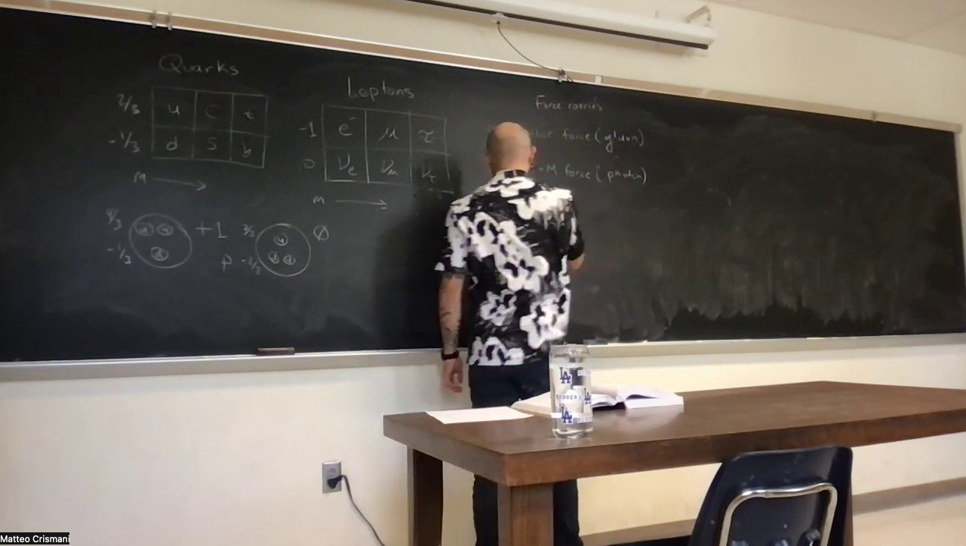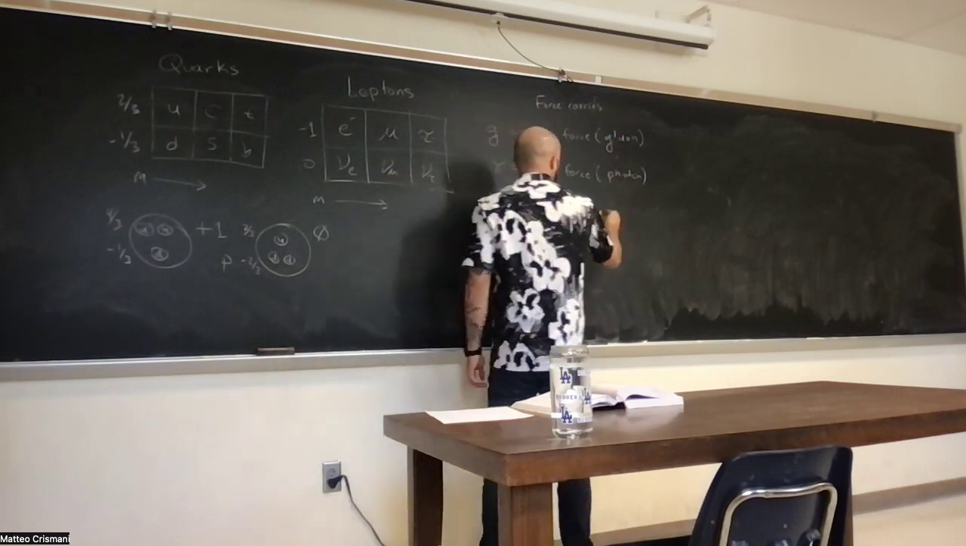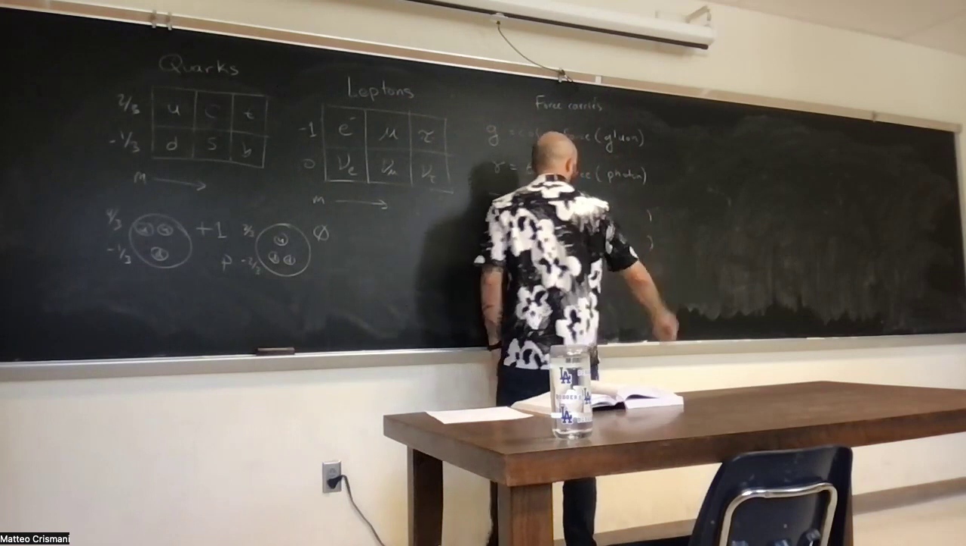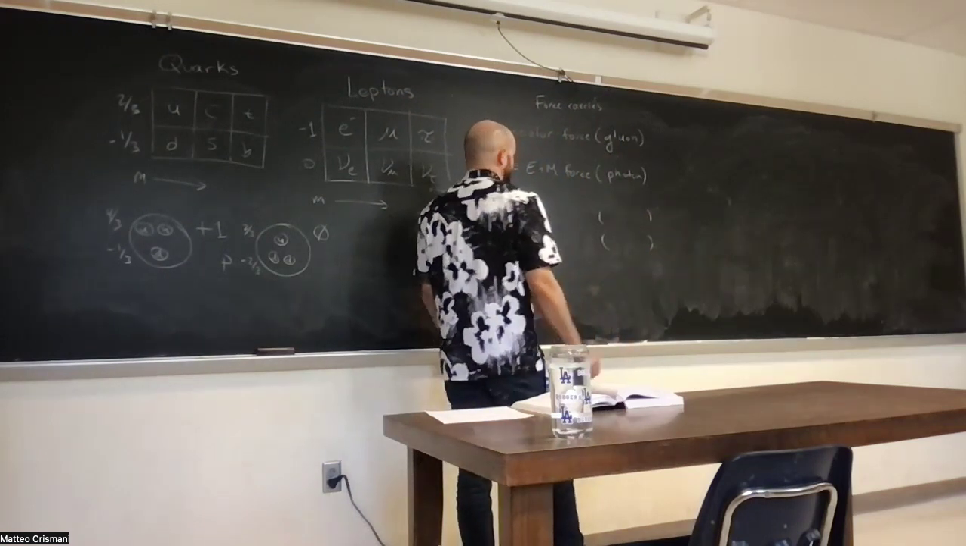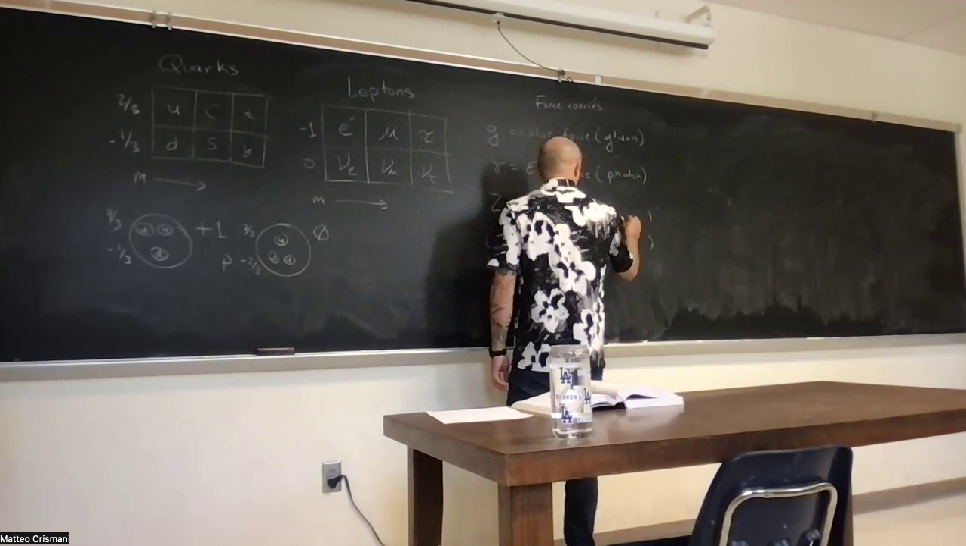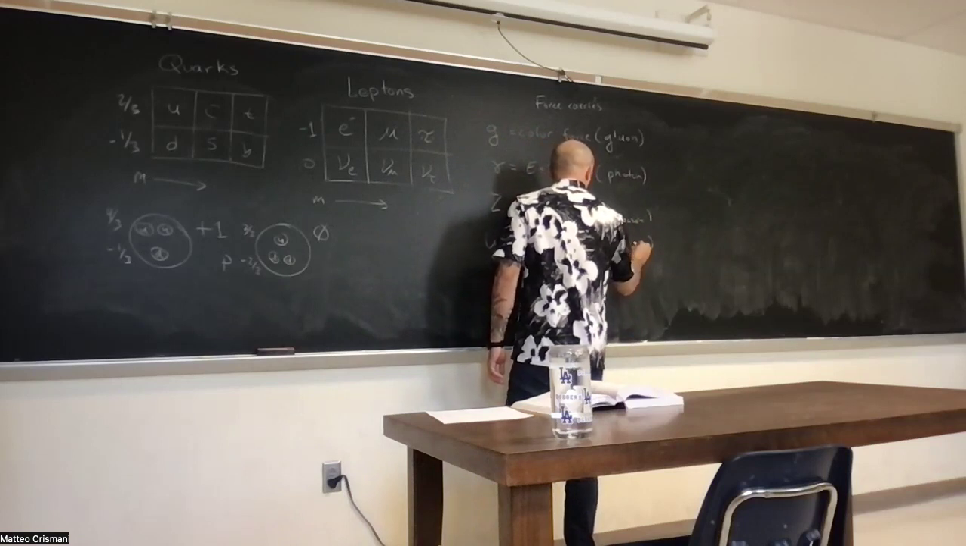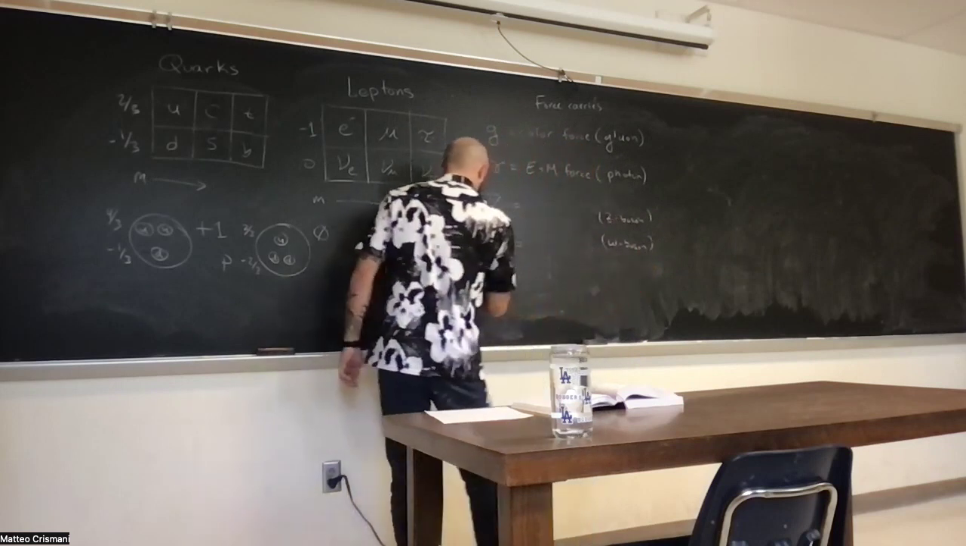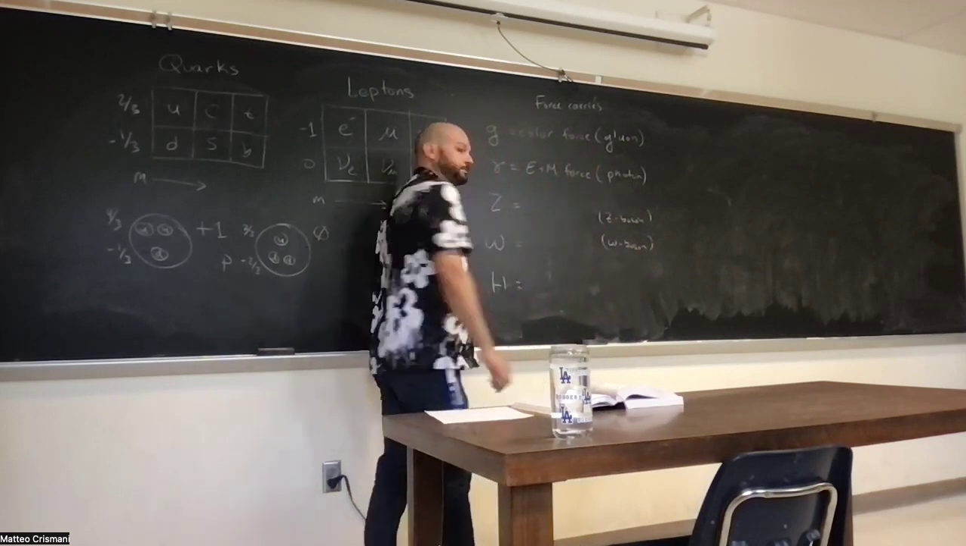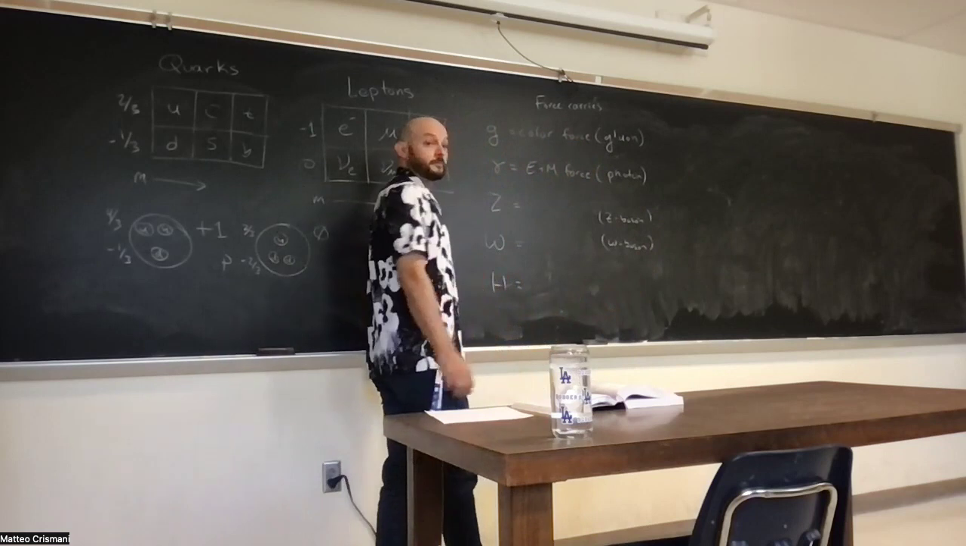What's the name of the Z and the W? Boson. Z boson and W boson. Really? Well, yeah, that's what I got in this picture. And what's the last one? Higgs. Okay, so what does the Higgs do? That gives mass to particles.